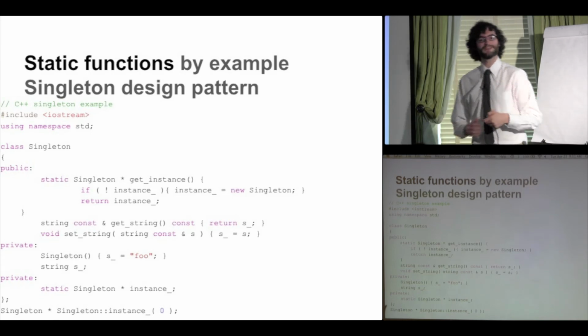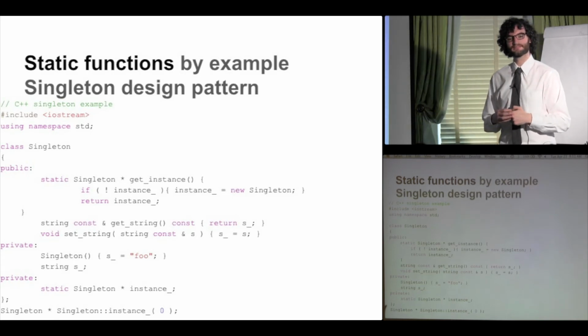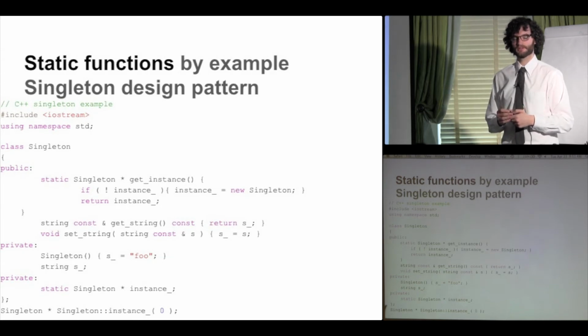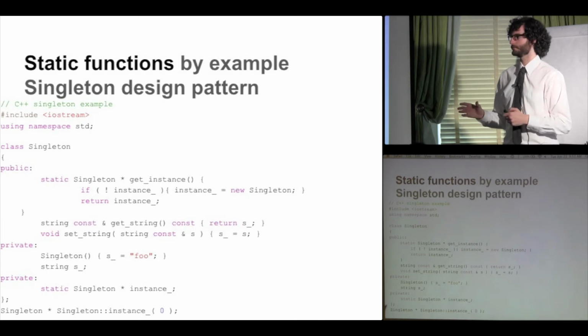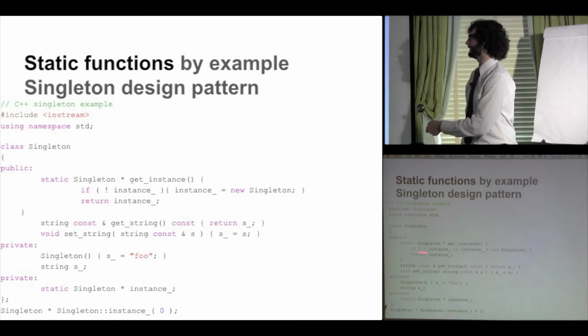Seeing puzzled looks. So does the compiler not build a public constructor then? Because you declare it in private? Exactly. Okay. Is that clear? Okay, and then we have the same get string, set string.